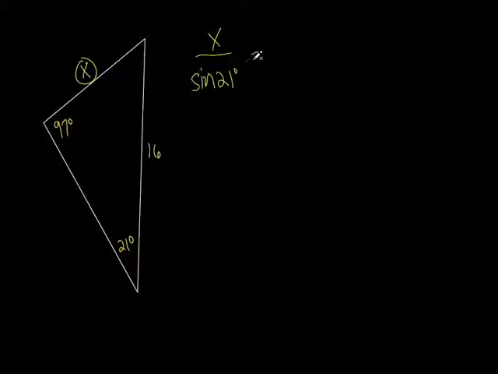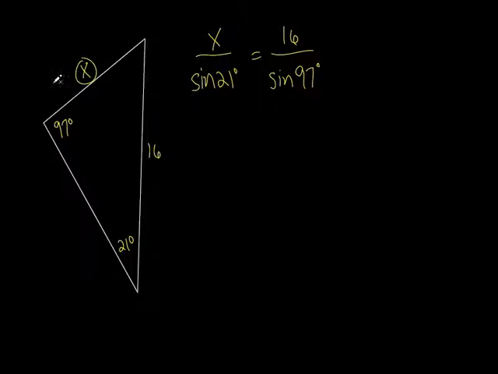Equals. Now, what are the other two things that we know? We're going to use the 16 and the 97. So the 16 goes on top, right? Because we're putting the side on top this time, over the sine of 97 degrees. You with me? All right, so that's pretty easy, isn't it? Setting it up like this.